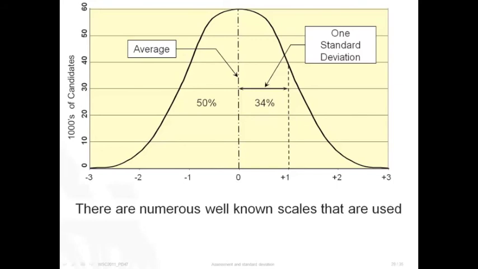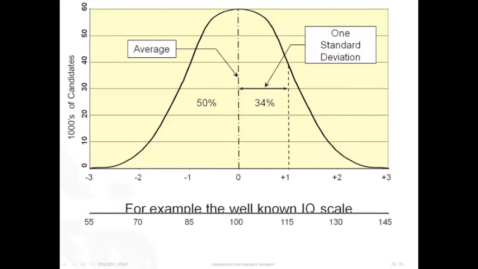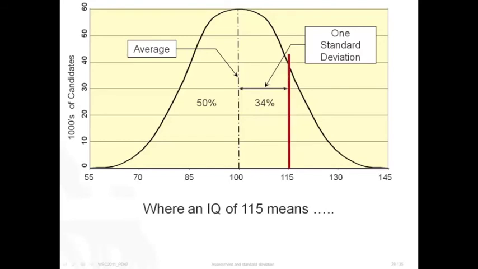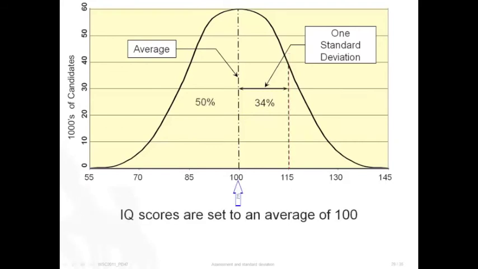There are numerous well-known scales that are used. For example, the well-known IQ scale, where an IQ of 115 means the person's IQ is higher than 84% of the population. IQ scores are set to an average of 100 and a standard deviation of 15.